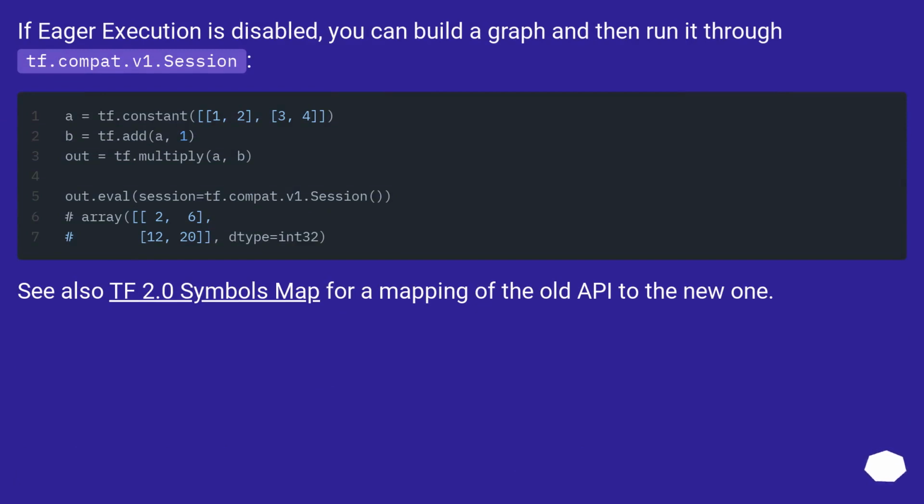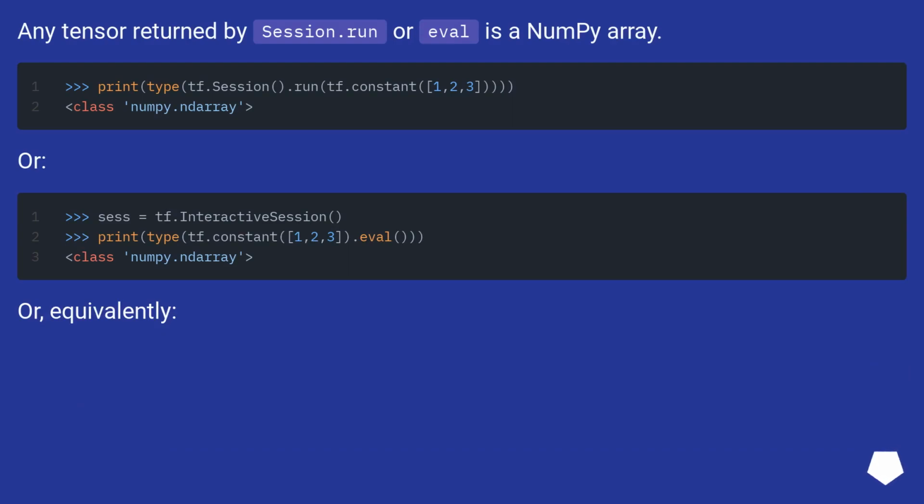If eager execution is disabled, you can build a graph and then run it through tf.compat.v1.Session. See also TF 2.0 symbols map for a mapping of the old API to the new one. Any tensor returned by session.run or eval is a numpy array. Or, equivalently.